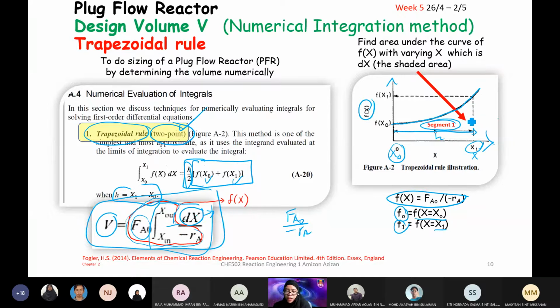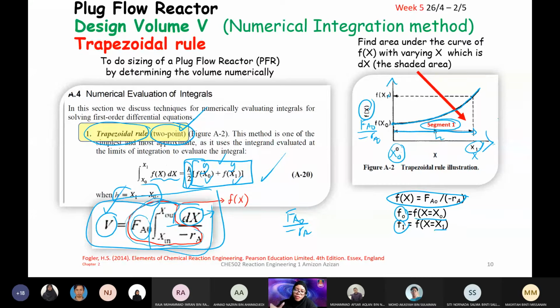So to find the volume, once you plot this, you need to find what is the f at x naught, which is the y value at x naught, and the other y value at x1. Add it up, close parenthesis, times the h over 2. That will give you your V. Okay? If you plot FA naught over minus RA. So this is what it means by trapezoidal rule, determining the volume numerically.